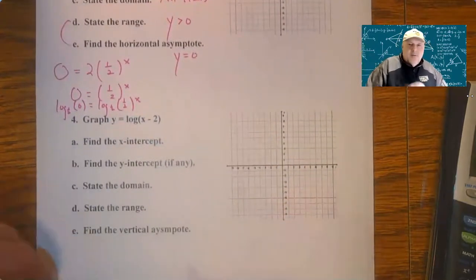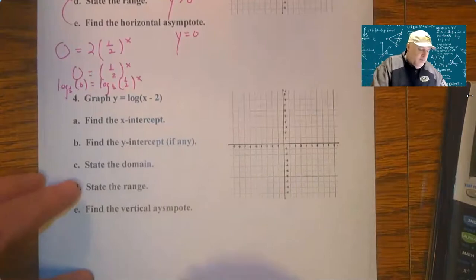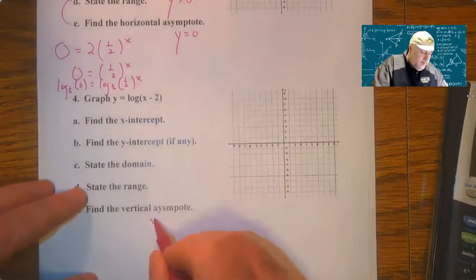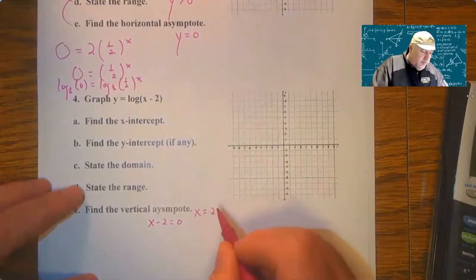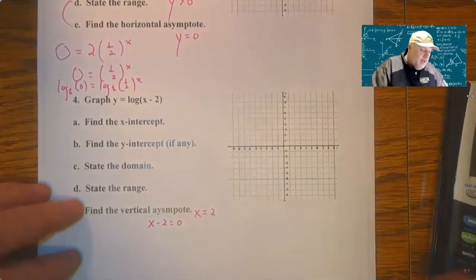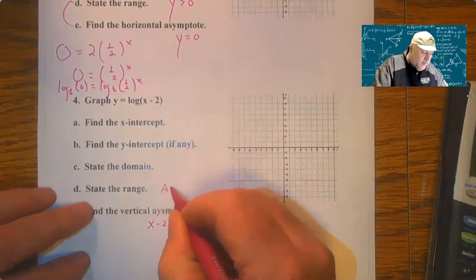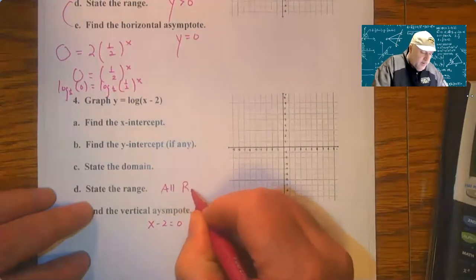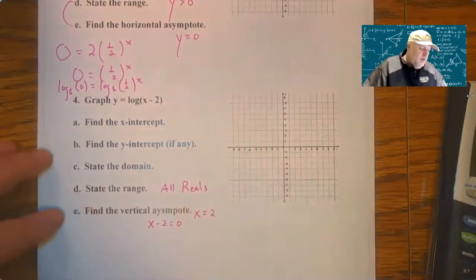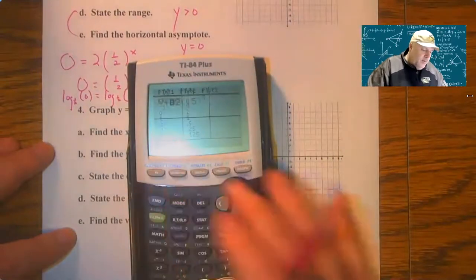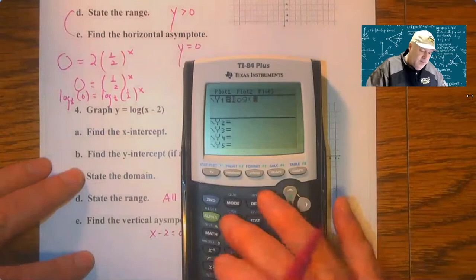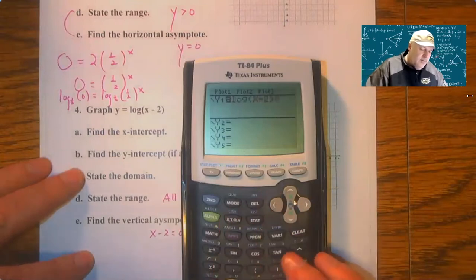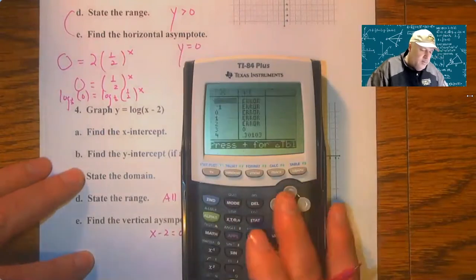Logarithms, the asymptote, so I'll pick right up with that, is you solve x minus 2 equal to 0. So the vertical asymptote is x equals 2. And the range will always be all reals. Every logarithm, the range will be all reals. Okay, so let's get this in. So log base 10, because it doesn't say anything. So it's base 10 of x minus 2.